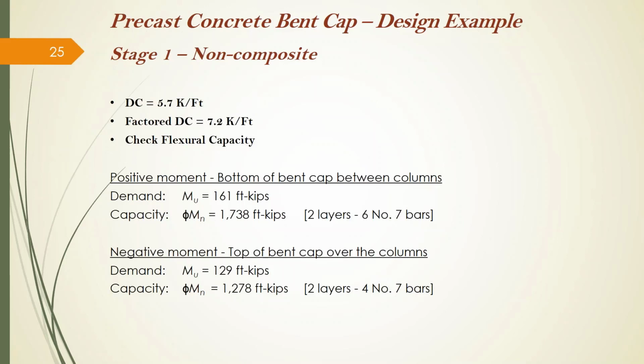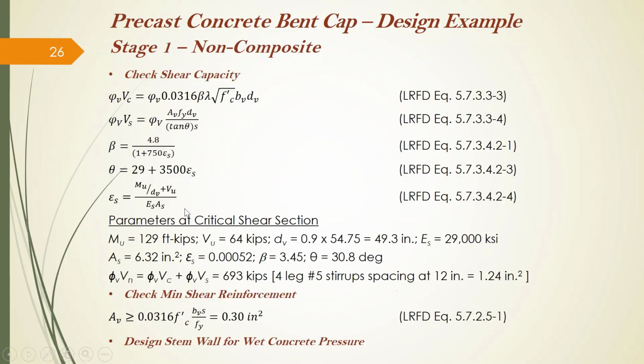For the non-composite section, at stage 1, the U-beam has to carry its own weight, obviously, and also the wet weight of the concrete that is going to be poured in there. As you can see, the flexural demand and capacity, with some nominal reinforcement, is met in that stage. Next slide, please.